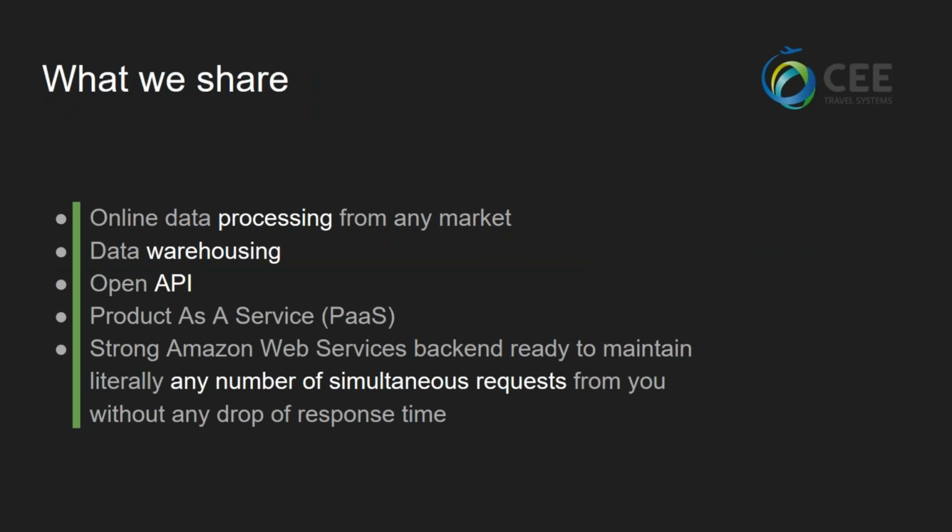So again, what do we share? It's online data processing in any market, data warehousing, open API that brings the data into your hands, eStreaming API, and as I've mentioned, eStreaming API is a service on Amazon's strong backend. It can handle any number of requests that you need without any drops in response time.